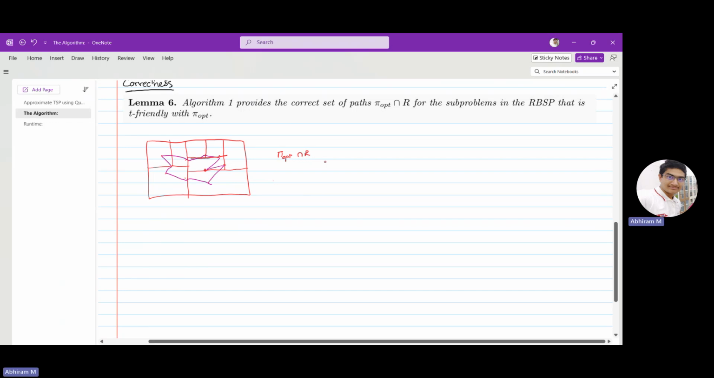as the solution for the subproblem that has R as the rectangle and has the correct intersection points with the correct order. So basically, if you had the correct pi-opt in mind and you fed that as a subproblem for a certain rectangle, it is going to give you the correct thing, right? So for example, let us say that this is the direction of the tour, just to solve the subproblem.